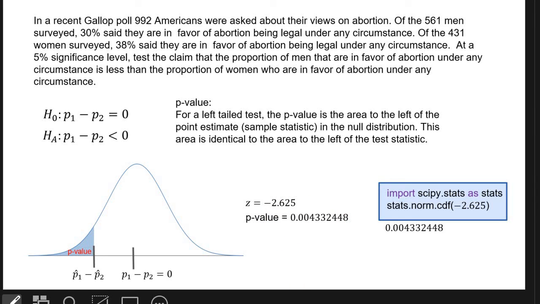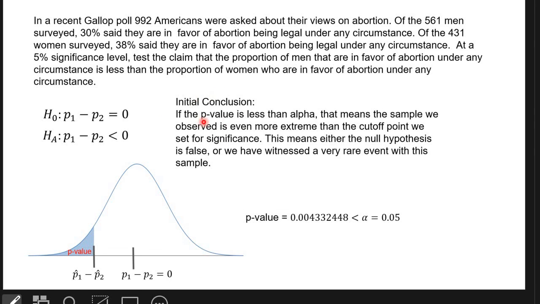Now, once you have the p-value, you can then make your initial conclusion. If the p-value is less than or equal to alpha, that means that the sample we observed is more extreme than the cutoff point that we call the significance level. The significance level was 5%, and I found that mine was less than even 1%. It was about 0.4%. So my cutoff point for something significant was something that was 5% or less. And I got something that was way less than 5%. This means that the null hypothesis is probably false, or we witnessed a sample that was a miracle.